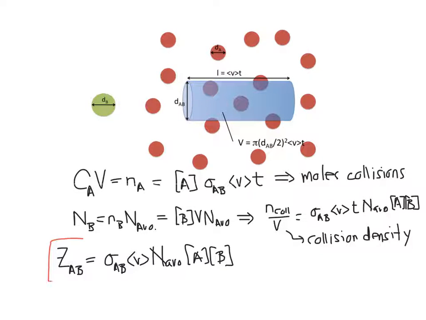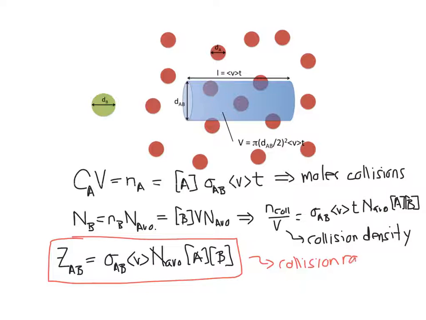So this is the collision rate, and it has units of molar per time. Moles per unit volume, so molar per second. The important thing to note about this equation is that the collision rate depends on the product of the concentrations of the two things that are colliding. It also depends on how big they are and how fast they are going.